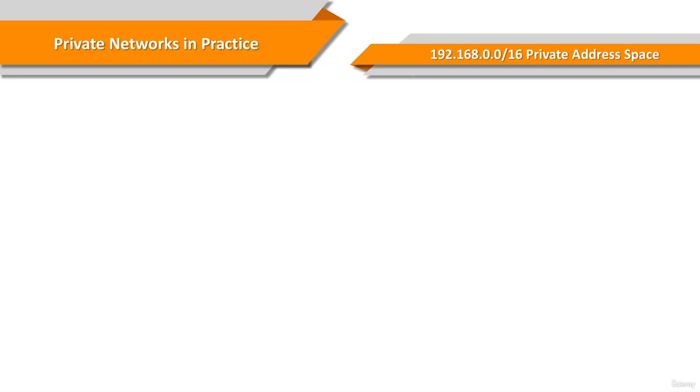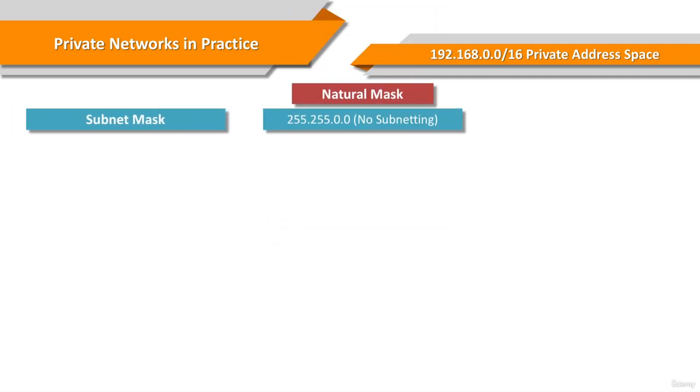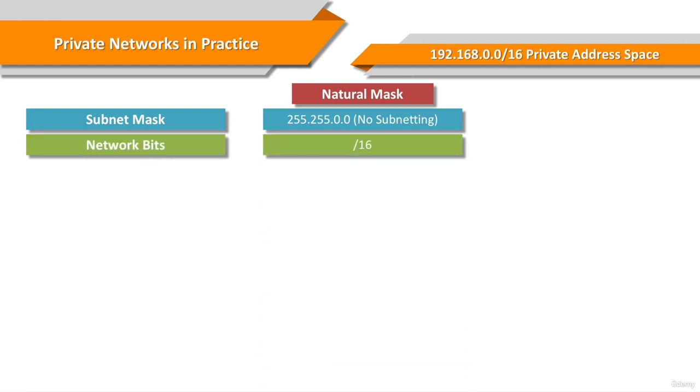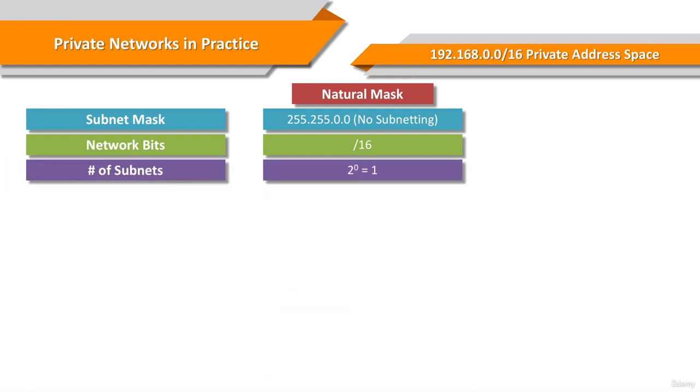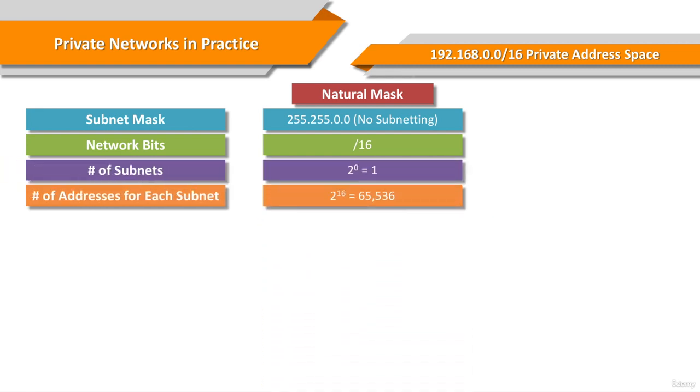Okay, so we're the system administrators in Company X and ready to build. We have decided to use 192.168.x.x as the private IP address space for our company. If we use the natural mask 255.255.0.0, that means we use the first 16 bits for network ID, and we'll have a single network. So in this case, we can address 65,536 devices in this network.